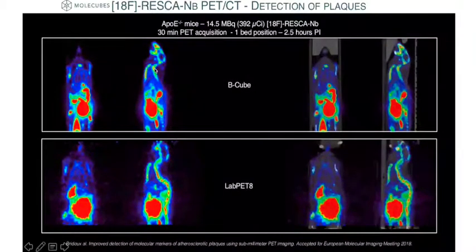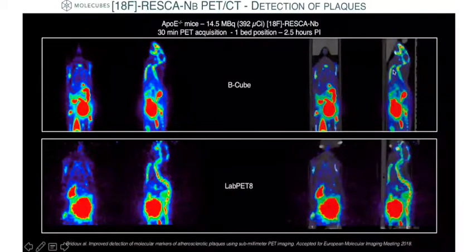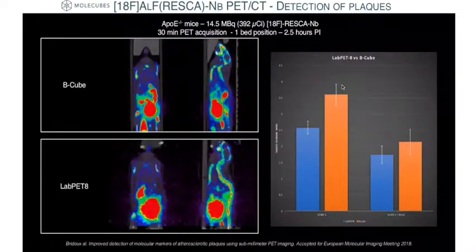But also, if you look carefully, you see a very small lesion here. You can also see it here and also here, but it's not very nicely visible on the LAPET scans. So we try to quantify this, and therefore we draw a region of interest over the aortic area, a second region in the brain, and then we calculate the target to brain ratio, and there we see that it's significantly higher in case of the beta cube, which means that it's easier to see these small lesions using the beta cube.